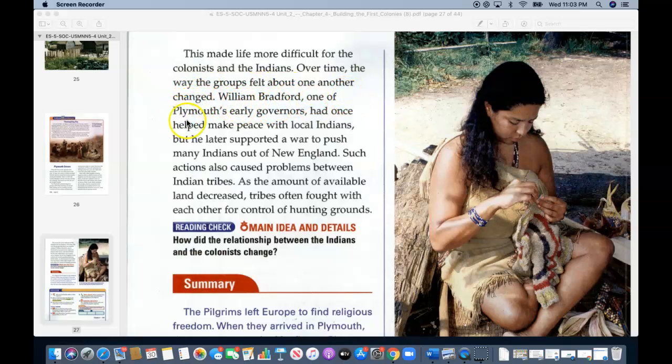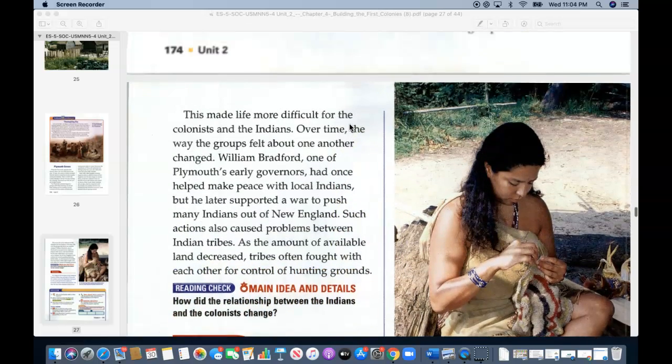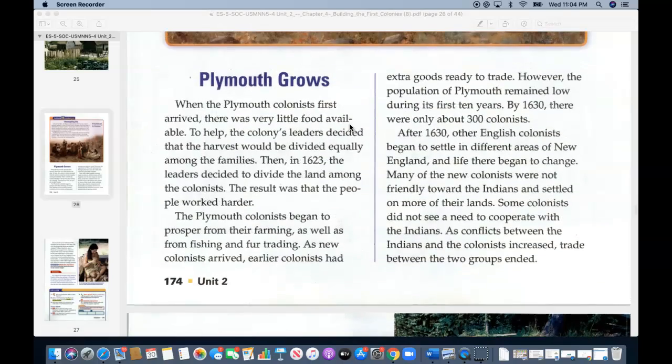William Bradford, one of Plymouth's early governors, had once helped make peace with local Indians, but he later supported a war to push many Indians out of New England. Such actions also caused problems between Indian tribes. As the amount of available land decreased, tribes often fought with each other for control over hunting grounds. So how did the relationship between Indians and the colonists change? And please think about those words, cooperation and conflict.